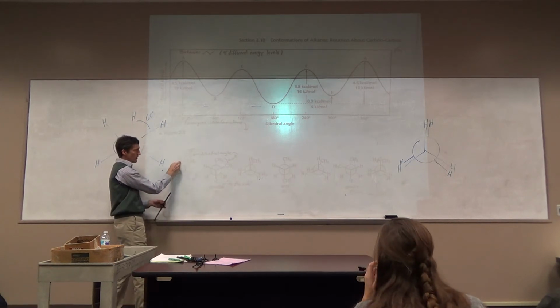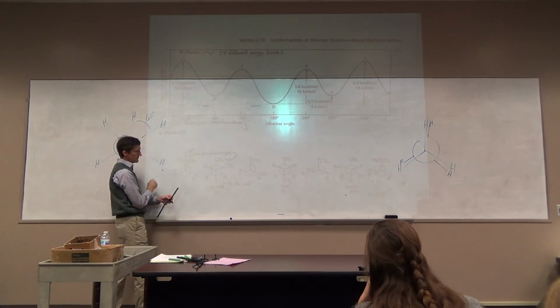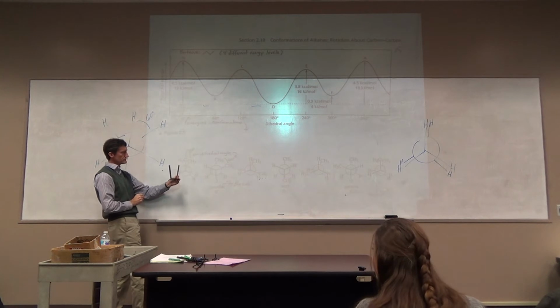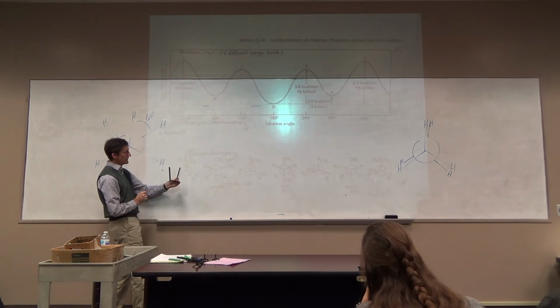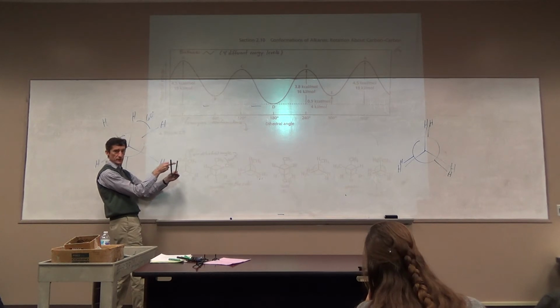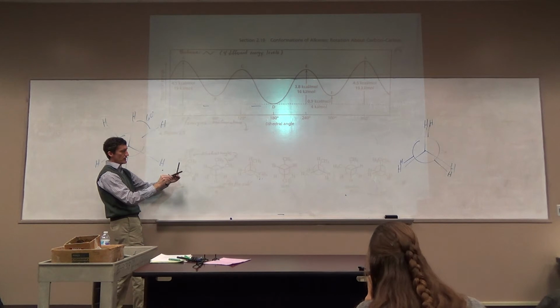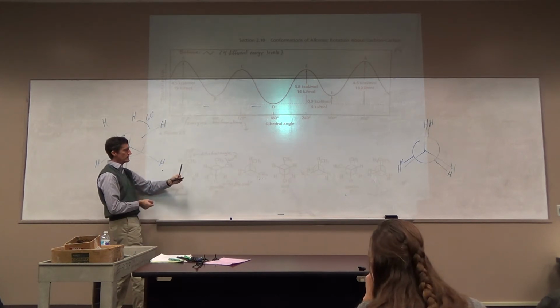Here the two methyls are what? Eclipsed. That's supposed to be eclipsed. These are supposed to be right behind each other. That's right here. Two H's are like that, two H's in the back. The dihedral angle between these is zero. Let's do a 60 rotation. It's actually there. Now they're staggered.